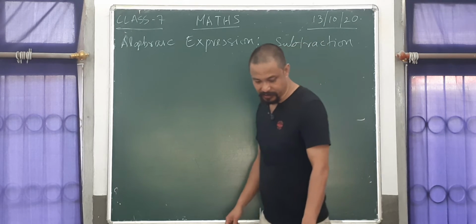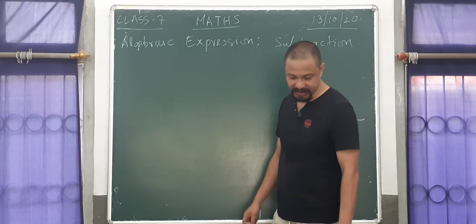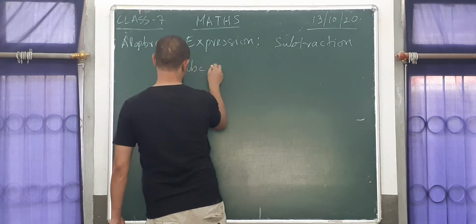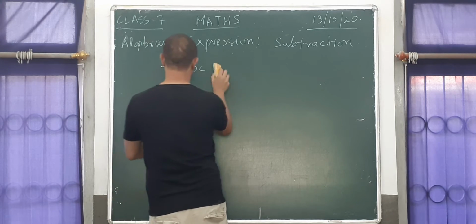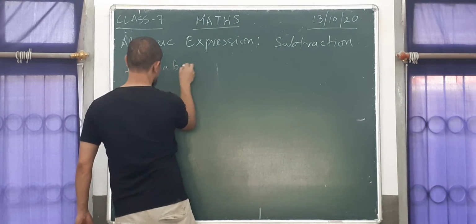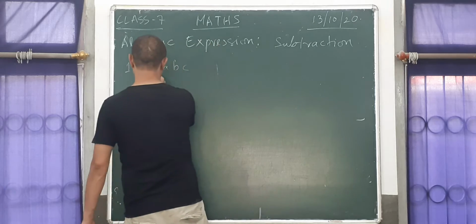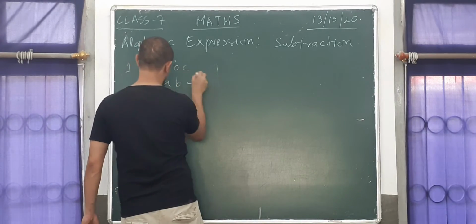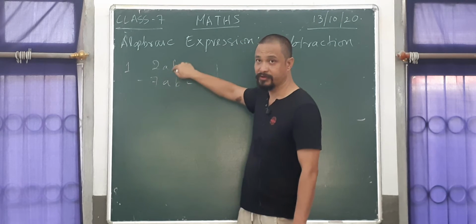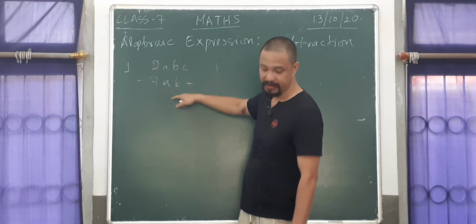So let's do the first one. It's example 1. Subtract minus 7abc from 2abc. I'm not going to write the full question. It says subtract minus 7abc from 2abc. From comes first, then the one that comes after "from" has to be placed second.